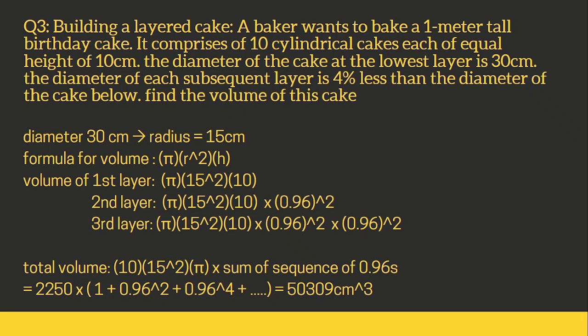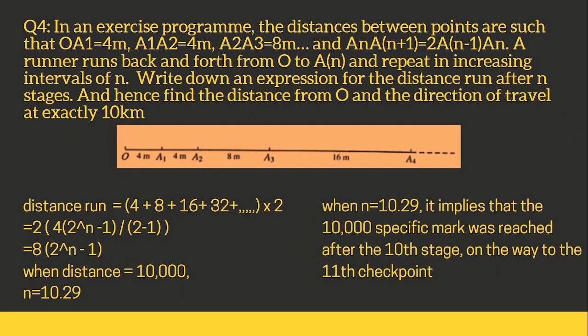Then for the total volume, we can just take 10 times the sum of the doses of 0.96. So this will equate to 250 pi times 1 plus 0.96 squared plus 0.96 to the power of 4. Put it into your GC or manually calculate the formula for that GP and you'll get 50309 cm³. So that's your answer.